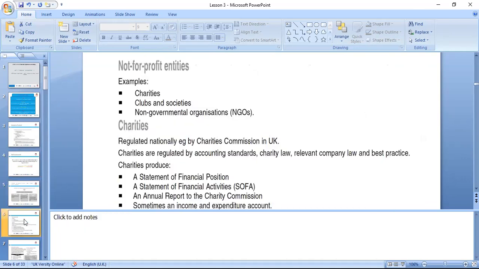Okay. So as I mentioned earlier, non-profit organization is the charities. It can be a type of ownership. We can register with the Charity Commission, and we follow the Charities Act 2011. Statement of financial position, statement of financial activities, annual reports of Charity Commission, and sometimes income and expenditure account. We also submit, the Charity Commission can ask us.